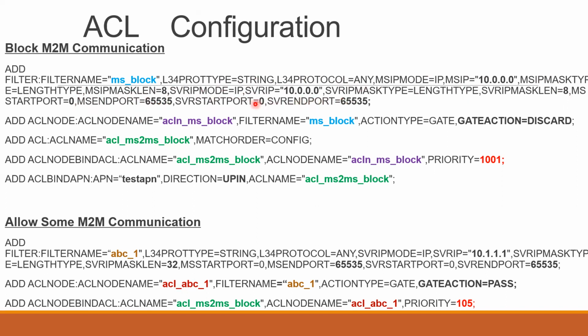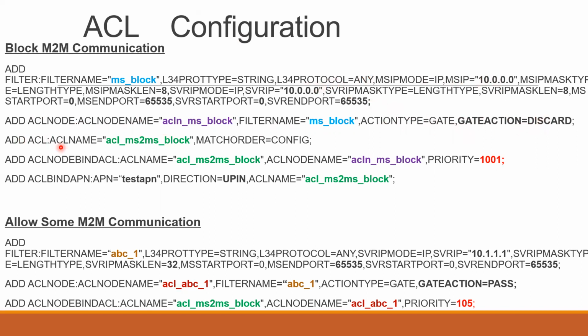So choosing this filter, we have specified that any communication between this segment of IP address to this segment of IP address is barred. Next, we add an ACL node. An ACL node name is a unique name, and we bind this ACL node name to this filter, and we specified the action type is a gate, and the gate action is what? It is discard. So any request that is originating with a 10 IP address and its destination is a 10 IP address is going to be discarded.